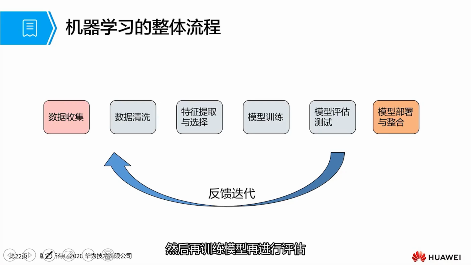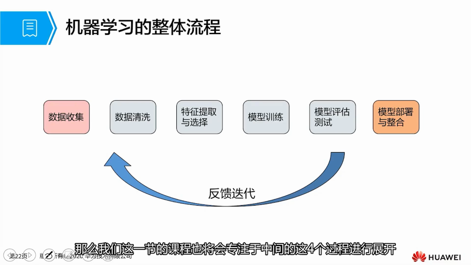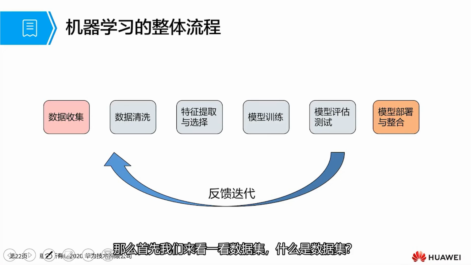If the result is not good, iterate again. You need to clean the data again, select some better features again, then train the model again and evaluate it, until the model you eventually form can meet your requirements, meet the requirements of actual projects. Then your entire machine learning process is considered complete, and you have finally formed an effective model. So for this lesson, we'll also focus on elaborating on these four intermediate processes.